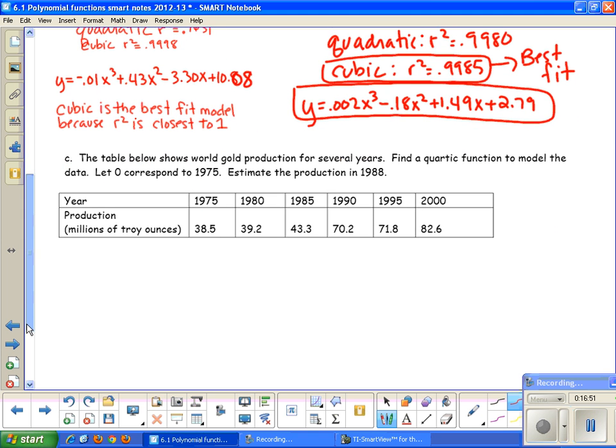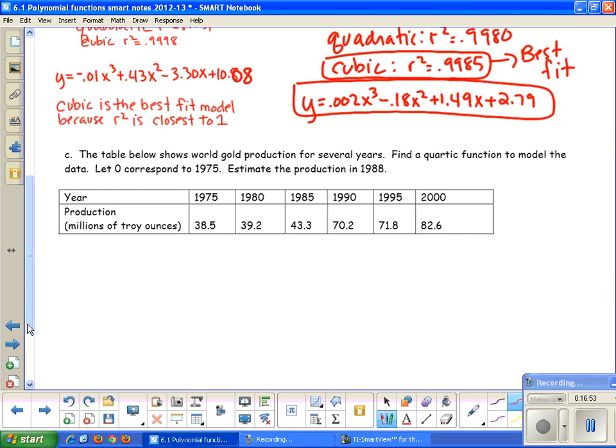So let's do this one last problem. The table below shows the world gold production for several years. Find a quartic function to model the data. Let 0 correspond to 1975. Estimate the production in 1988. So we want a quartic model. That means degree of 4.